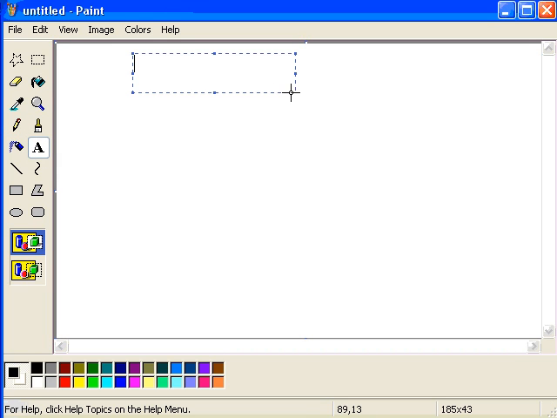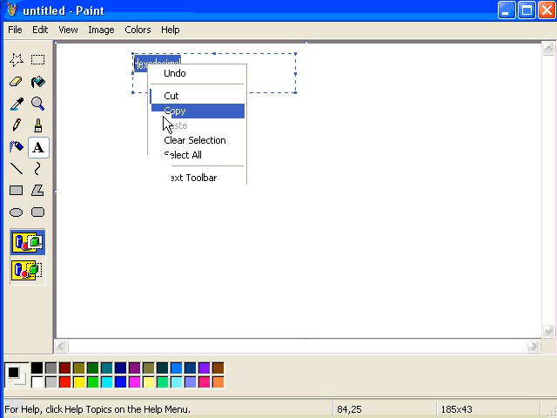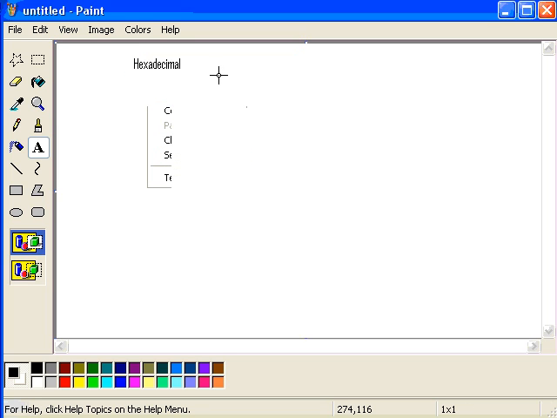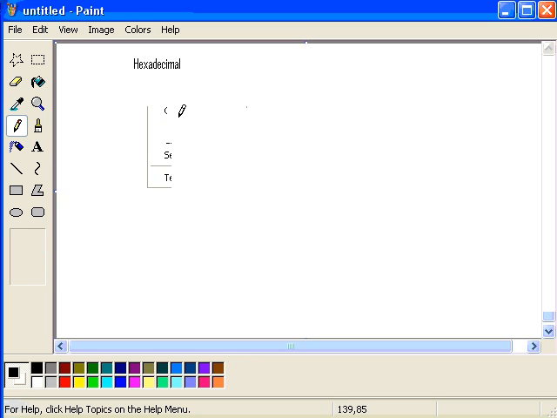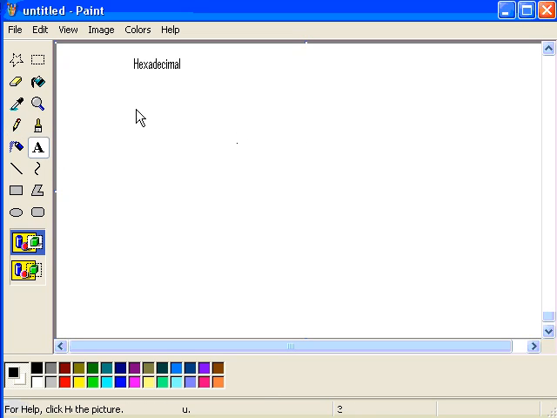What I want to talk about now is a number system called hexadecimal. Hexadecimal is derived from two, I guess, root words: hex meaning 16 and decimal meaning 10. So if you put hexadecimal together, you get 16.